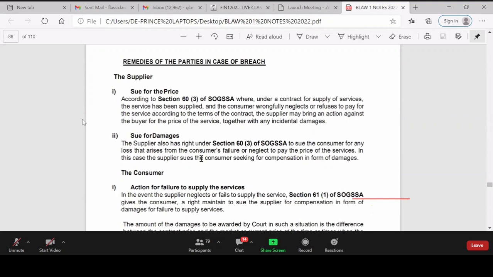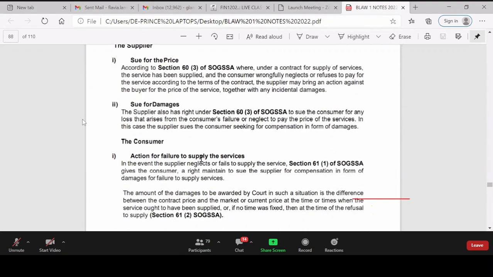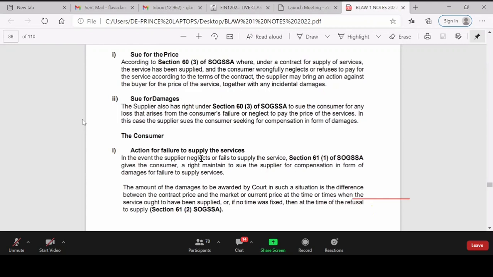The supplier can also sue for damages. Can sue for damages where you have changed your mind, you no longer want the service and it has come all the way. And then you say, you know what, not now. You'll be sued for damages for the inconvenience you have put the supplier through to come all the way, only for you to have a change of heart.